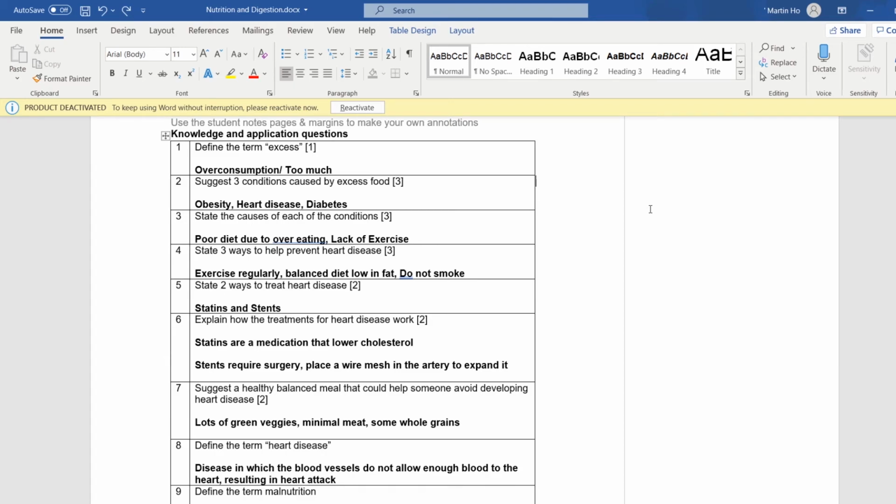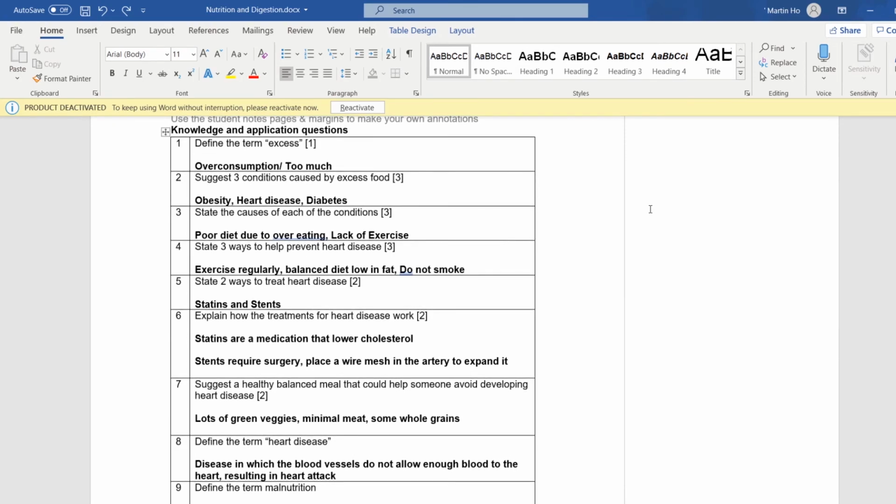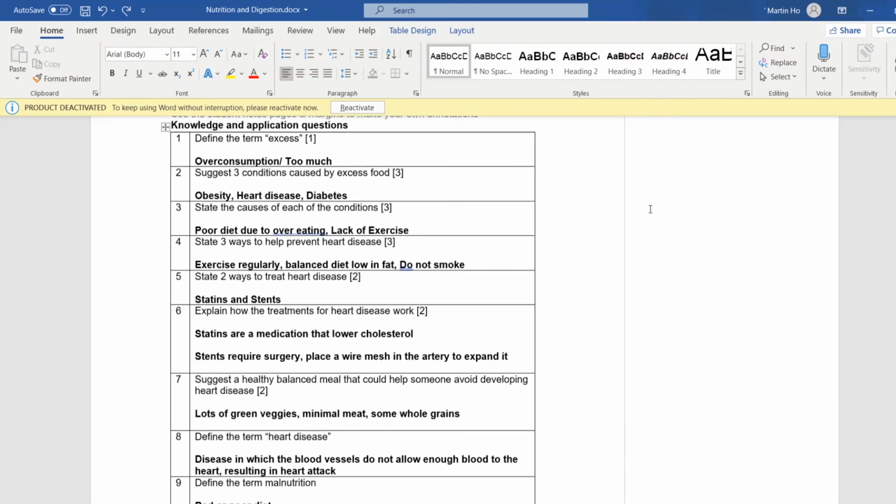8. Define the term heart disease. Heart disease is a disease in which the blood vessels do not allow enough blood to the heart, resulting in heart attack. And lastly, define the term malnutrition. Malnutrition is bad or poor diet. Please take a moment to fill in the rest of your answers.